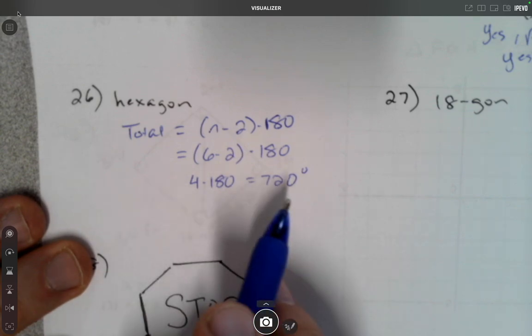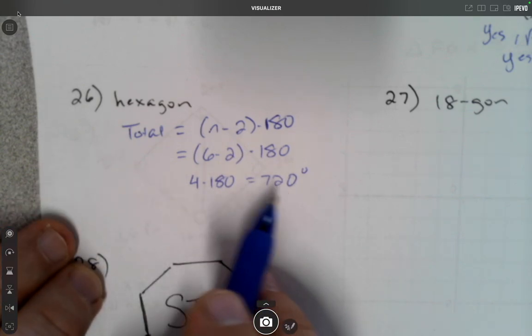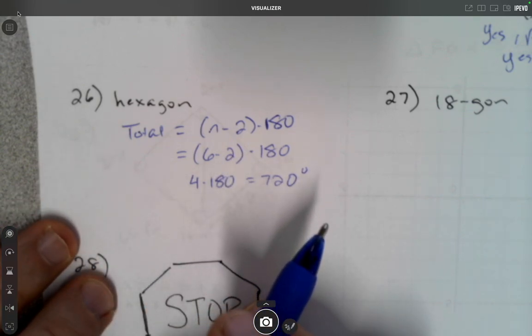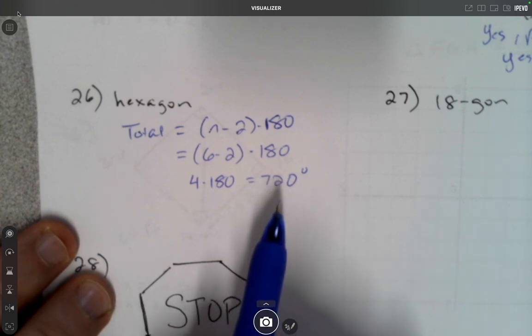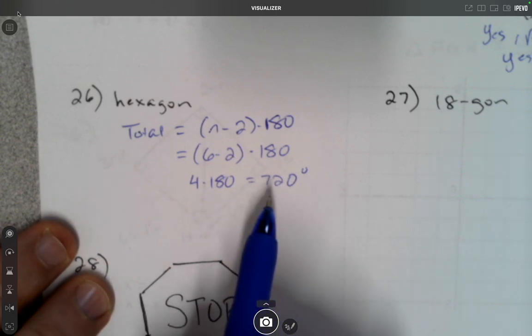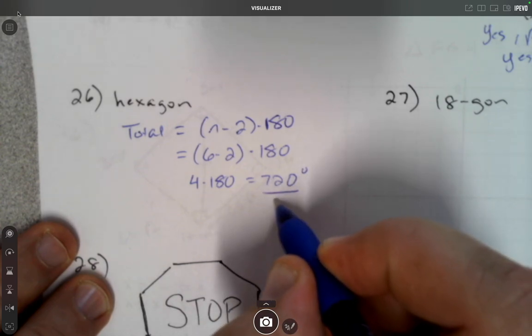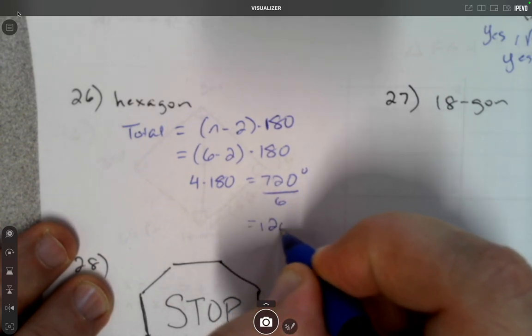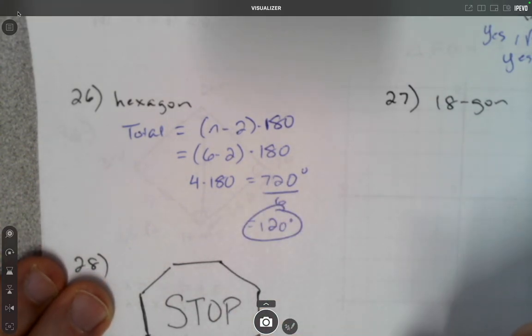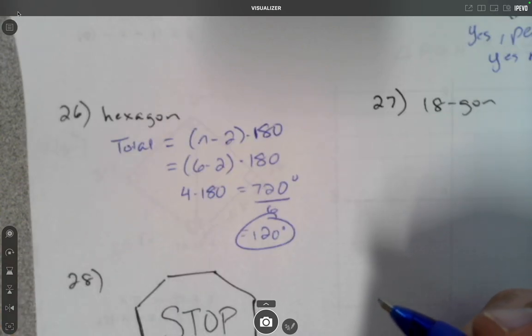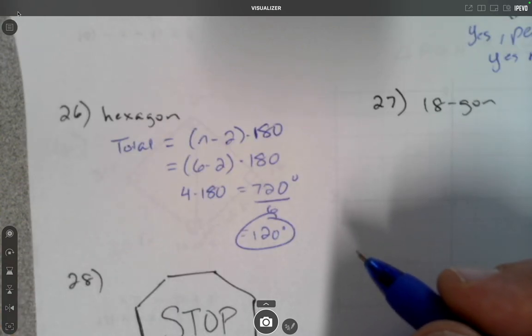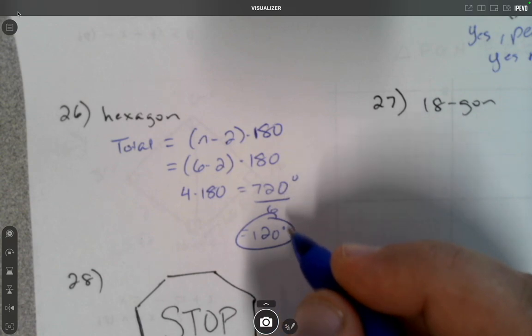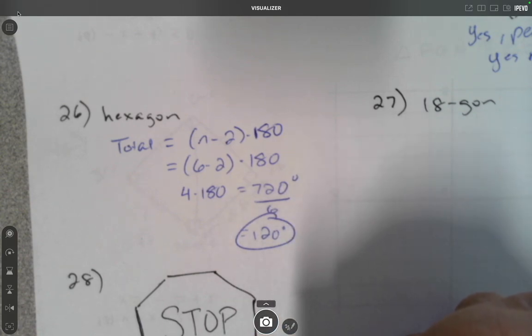But they're saying if every angle is the same, if it's a regular hexagon, then how big would each angle be? To do that, you just take the total and divide by the number of angles you have. It gives you 120 degrees. So in total, there are 720 degrees. Divided evenly among 6 angles would make each of them 120 degrees.